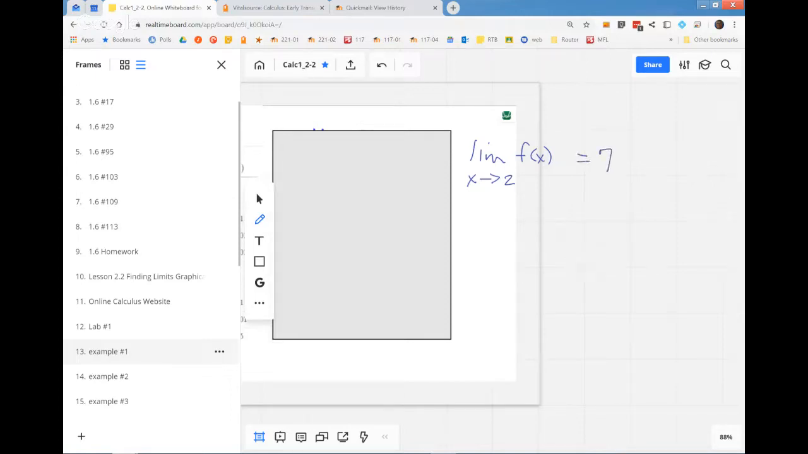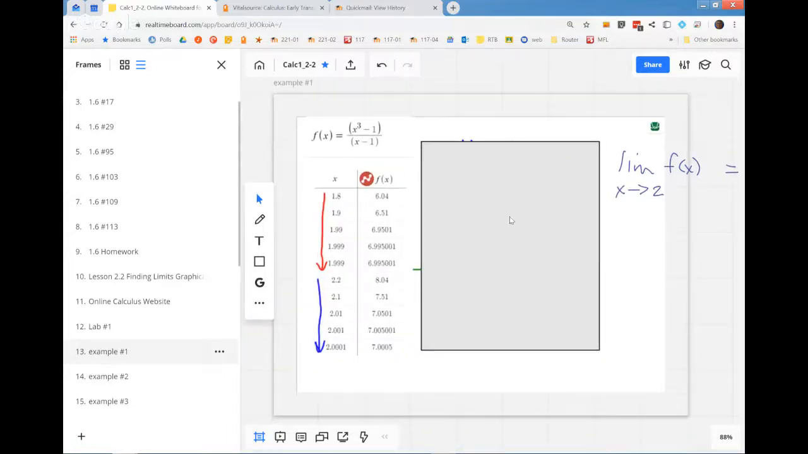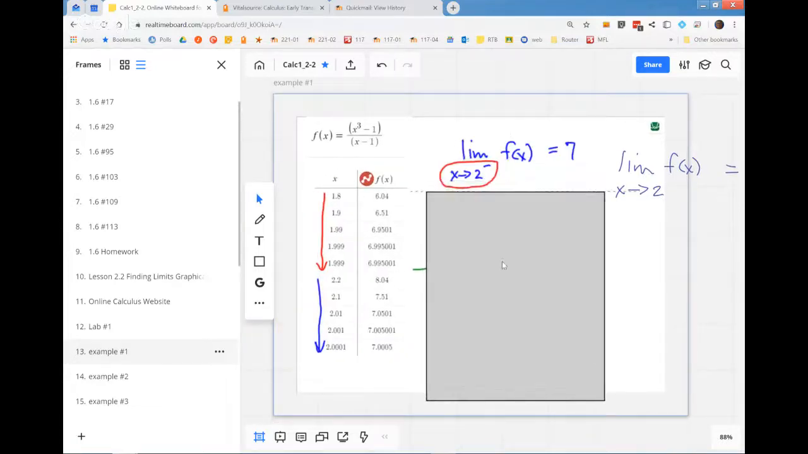It looks like the limit of this function as x approaches 2 is 7. So let's go back and uncover this. First of all, in the red, this is called a left-hand limit. Notice the 2 with that little negative sign up there, almost like an exponent. This reads: the limit of f of x from the left-hand side as x approaches 2 is 7, called the left-hand limit.